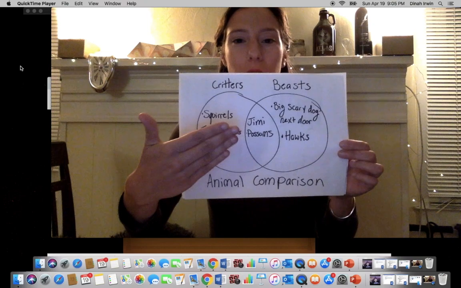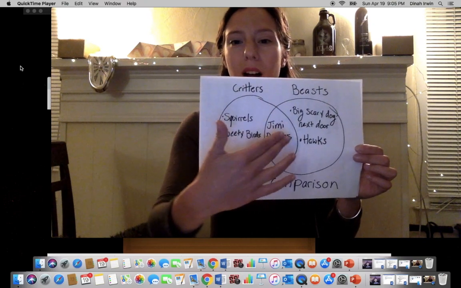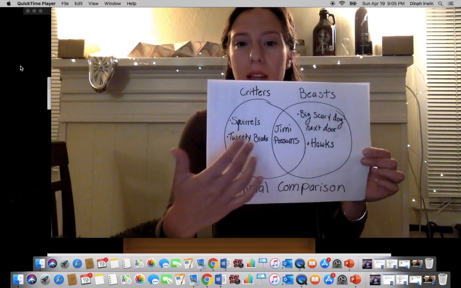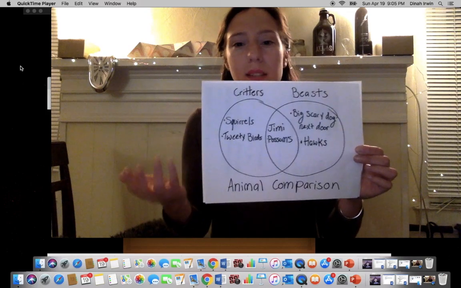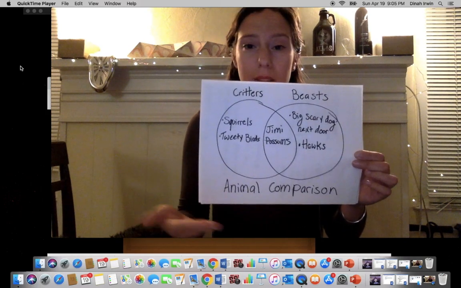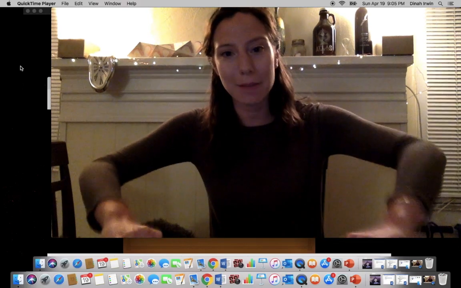So here are my critters: squirrels, Tweety birds; beasts, big scary dog, hawks, okay? Possums are kind of both. Jimmy is more of a critter, but he's a beast lately because he needs a haircut. And I have a title, okay? So this is a Venn diagram. This is what you guys are gonna make, all right?